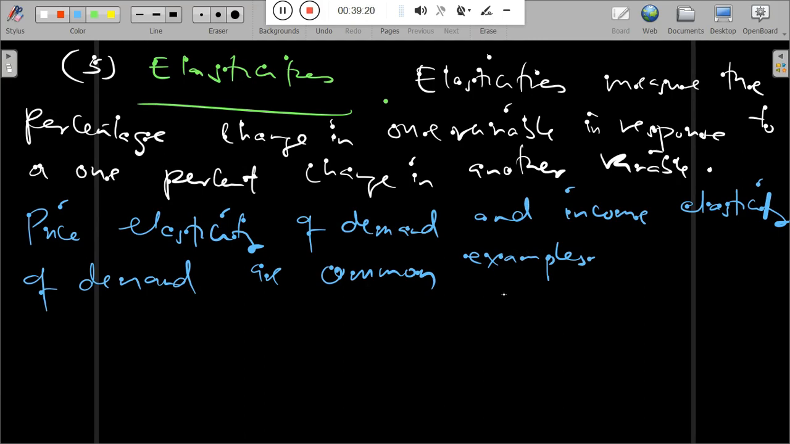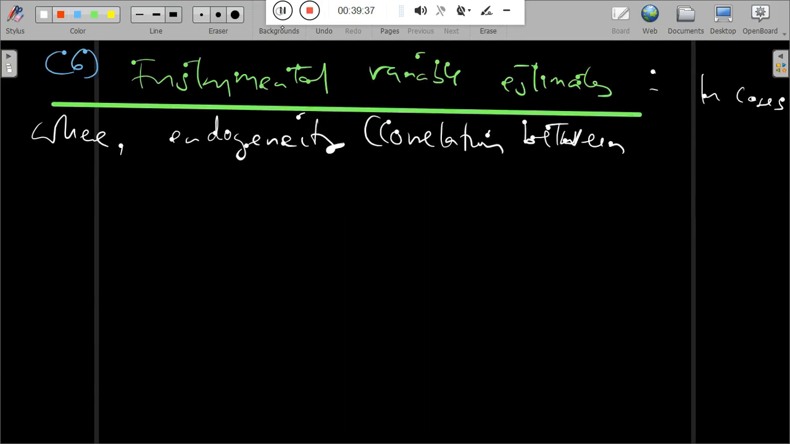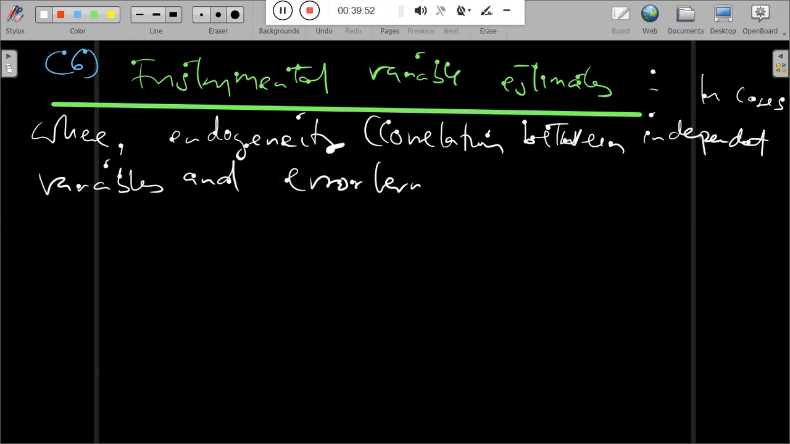Another is elasticities. Elasticity measures the percentage change in one variable in response to a 1% change in another variable. So the price elasticity of demand and income elasticity of demand are common examples.